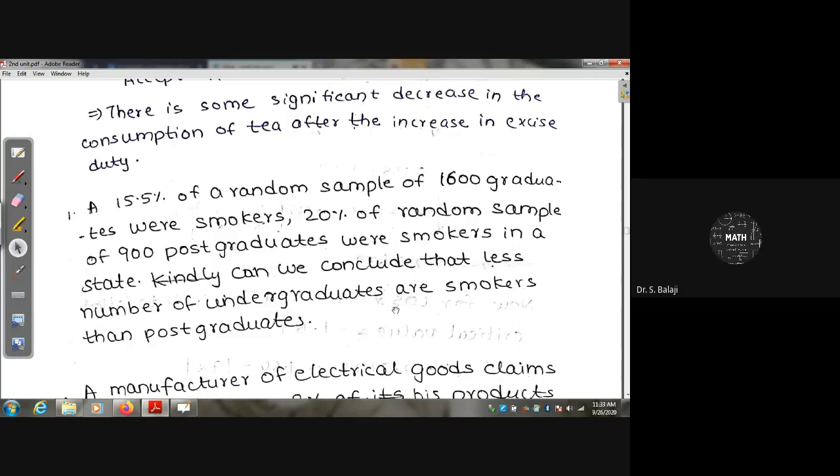Because the question asks about fewer undergraduates, what type of alternative hypothesis can you use here? Anyone? P1 less than P2. P1 less than or P1 greater than P2, based on the conditions. Here P1 is less than, therefore you can use P1 less than P2. Yes, all of you try and give your answer. What about your conclusion? Do you accept or reject H0? All of you try and give the answer.